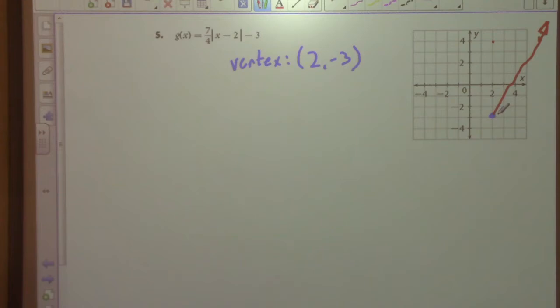So when it came back, you went down 7, 1, 2, 3, 4, 5, 6, 7, and over 4. So something like this.